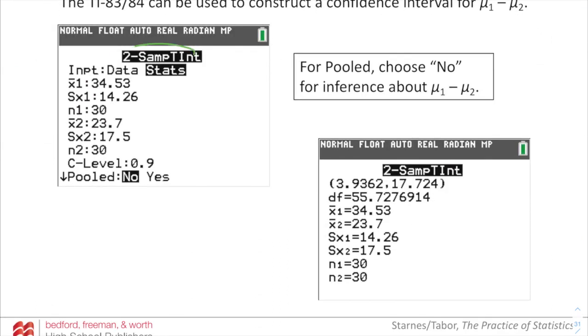If you're in your calculator, remember it's a two-sample t interval. You'll substitute all of your information in there, and then it'll give you your interval. Now, when we're doing things with averages, we don't do anything with pooled like we did with proportions, so don't worry about that. No pooled for means, for averages.